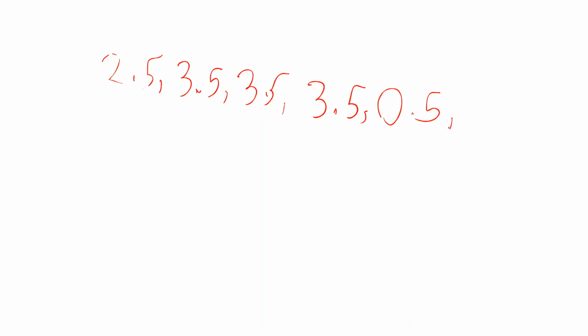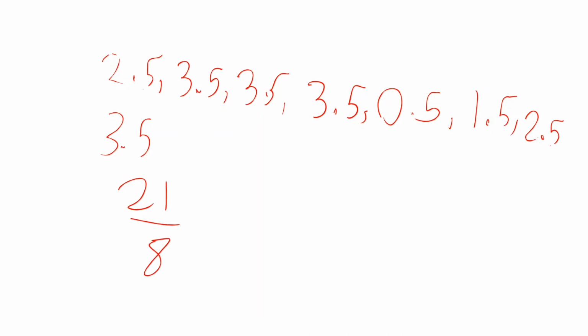2.5, 3.5, 3.5, 3.5, 0.5, 1.5, 2.5, and finally 3.5. Given this set of values, if we add all of them and divide by 8, that would equal 21 divided by 8: 1, 2, 3, 4, 5, 6, 7, 8. And 21 divided by 8, you can do that out here.